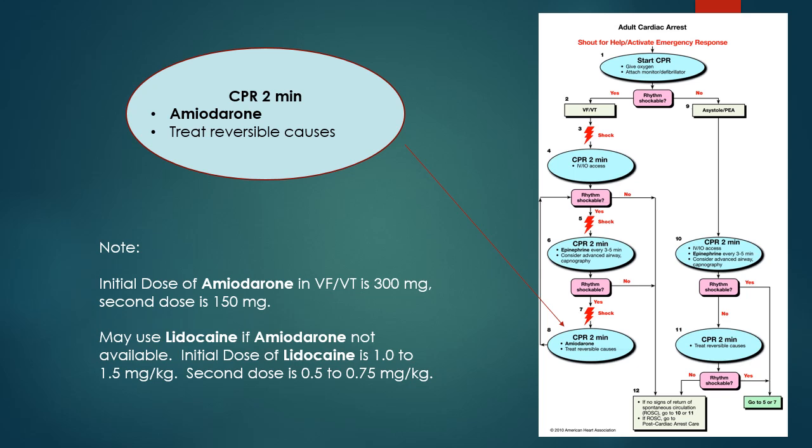Now here's a note. The initial dose of amiodarone in V-Fib Pulseless V-Tach is 300 milligrams. The second dose is 150 milligrams. You may use lidocaine if amiodarone is not available. The initial dose of lidocaine is 1 to 1.5 milligrams per kilogram, and the second dose is 0.5 to 0.75 milligrams per kilogram.